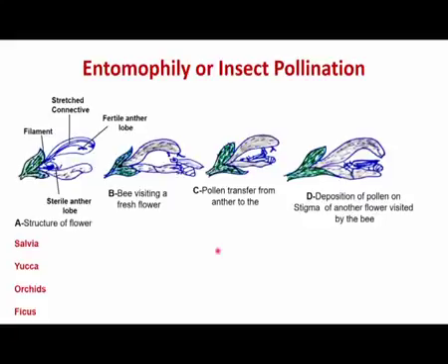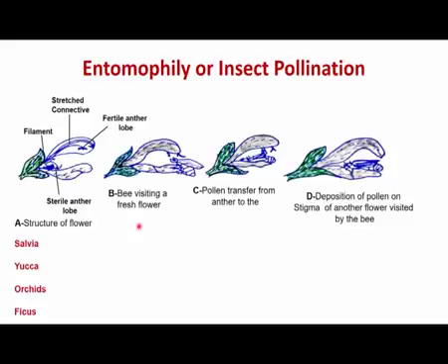So, apart from the salvia, we have several other examples where insects facilitate pollination. These are called yucca, orchids, and ficus. In any of these examples, the mechanism is very, very unique. For example, in the case of yucca, the insect participating in pollination is called the tegeticula, and this particular moth has a symbiotic relationship with the yucca.